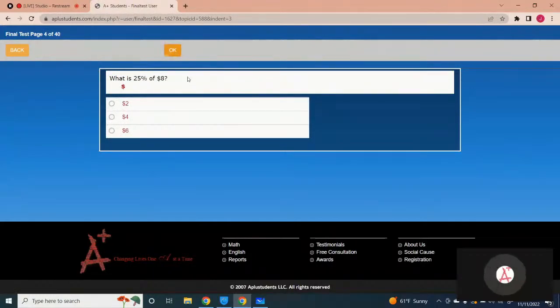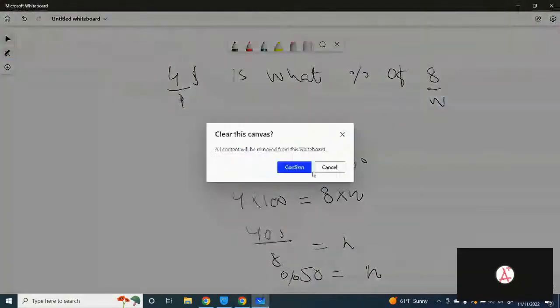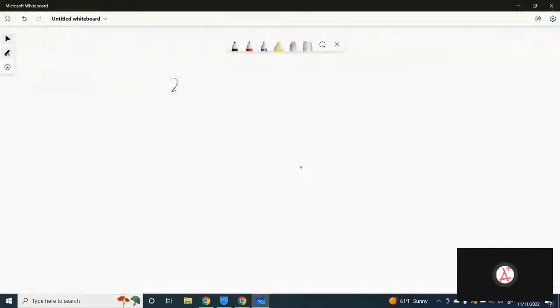Okay, 25% of 8, you have to find. So this is the whole number. This is the percentage. You have to find the part of 8. Got it? It would be n divided by 8 equals 25 divided by 100. Got it?